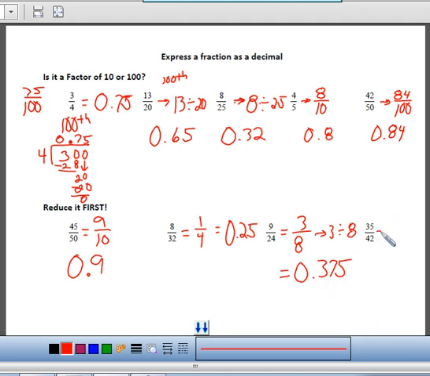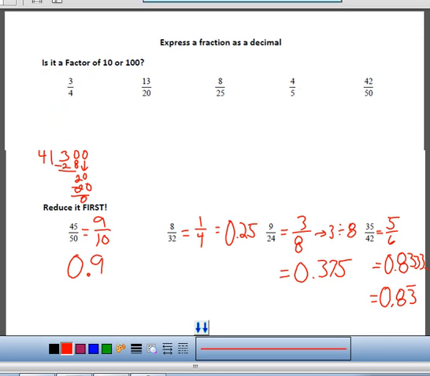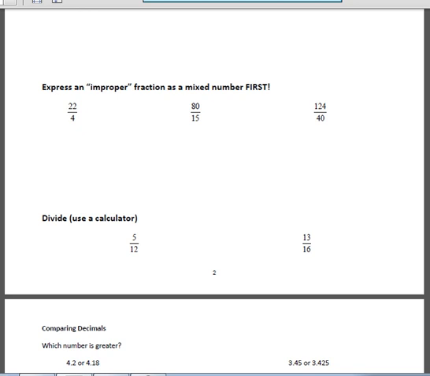35 over 42, divide the top and the bottom by 7, you get 5/6. Now, here's an interesting number. You end up getting 0.83, and the 3 keeps on going. 3, dot, dot, dot. So the right way to write this is 0.83 with a line over just the 3, not the 8. If you put the line over everything, you are not going to get full credit for this on an assessment. Okay, so there are some more examples down at the bottom, divide using a calculator.